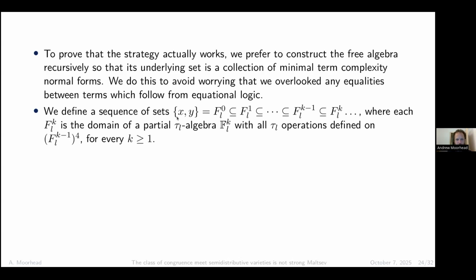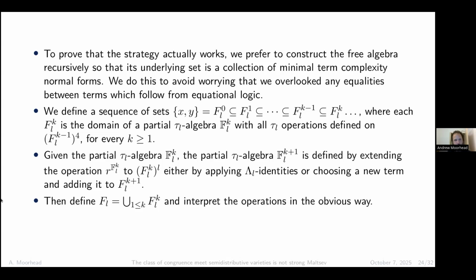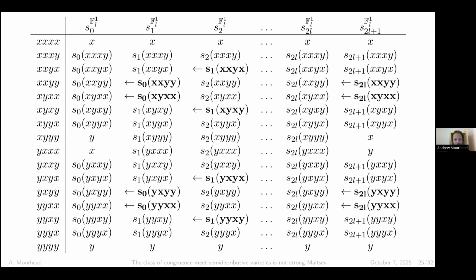So what we'll do is define a sequence of sets. We'll start with the generators, and we gradually enlarge these by applying the basic operations. We basically define a bunch of partial algebras. Given a tau L partial algebra FLK, we define the next partial algebra by extending it where it's not defined. We do this by either applying some of our identities in some predetermined fashion, or, if there's no identity to apply, we just call that a new term. In this way, we're constructing the normal forms as we go. Then we define the universe of the free algebra to be the union, and we interpret the operations in the obvious way.